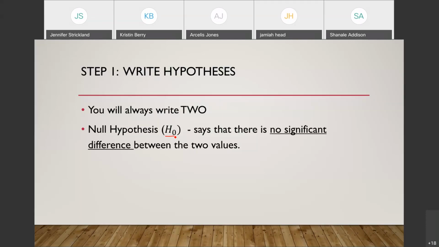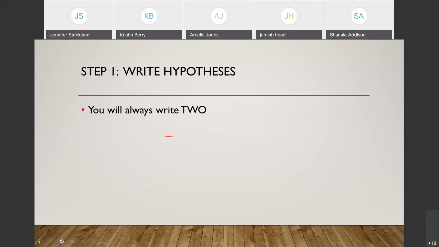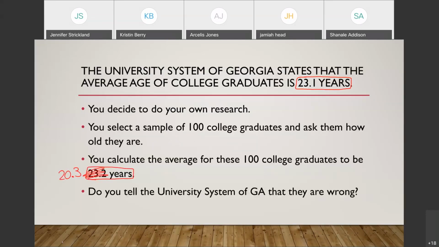So that's what we saw in our example. I'm going to go back here. Okay, so that's what we saw in our example here. University system said 23.1, we said 23.2. You guys told me that that was no real difference between those 2 numbers, right? Okay, so that is the null hypothesis.